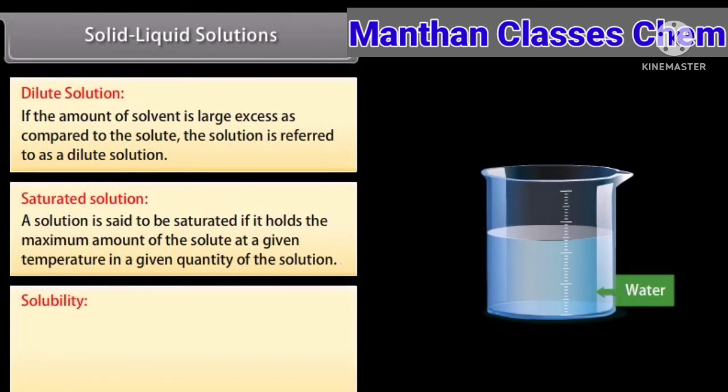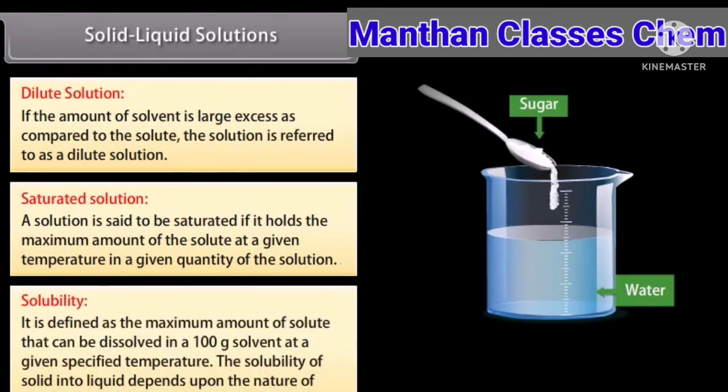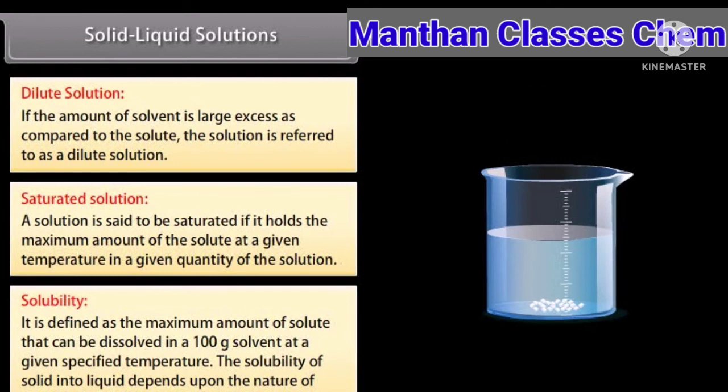Solubility. It is defined as the maximum amount of solute that can be dissolved in a 100-gram solvent at a given specified temperature. The solubility of solid into liquid depends upon the nature of solute, nature of solvent, and temperature. Causes of solubility of solid in a liquid.